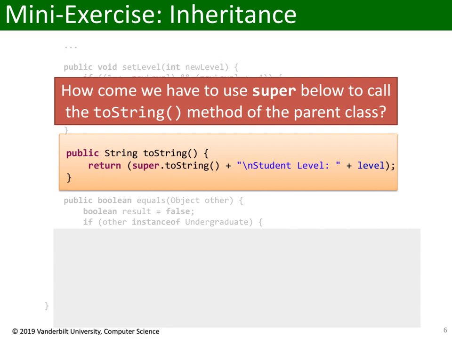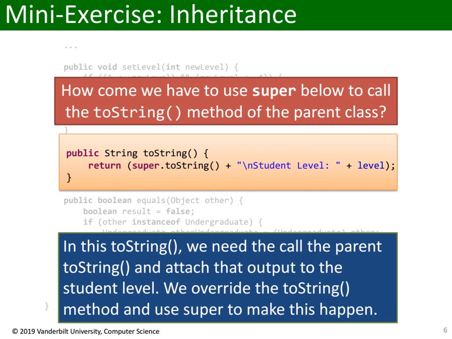The answer is because we are overriding the toString method, not overloading it. So this is the new toString method in our subclass. In our undergraduate class, we are replacing the toString method from the student class with this new method. So if we were to call toString without referring explicitly to the superclass inside this method, we would actually be calling our own method. We would be calling the method which we're already in. And that's something we can do, and Java will do it.